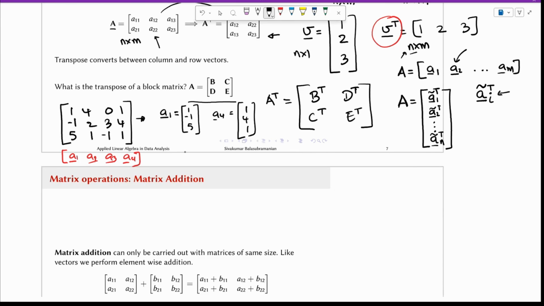Now, what about the first row of this matrix? For us, the first row of this matrix will be represented as A1 tilde transpose. It's 1, 4, 0, 1. What about the second row? Minus 1, 2, 3, 4. Third row is 5, 1, minus 1, 1.